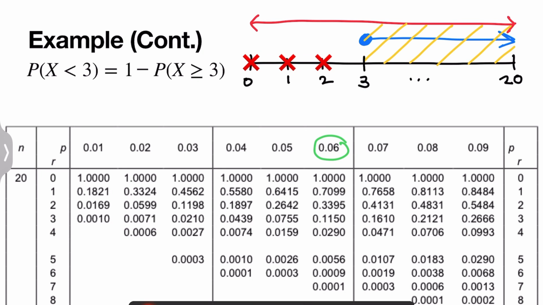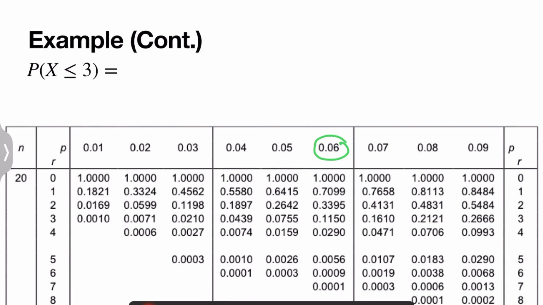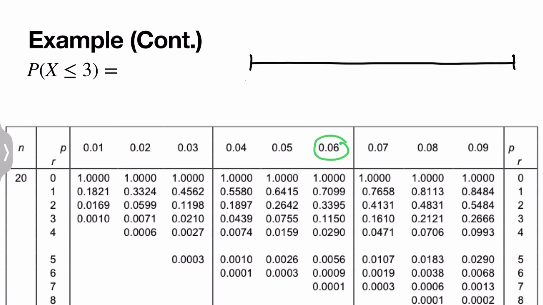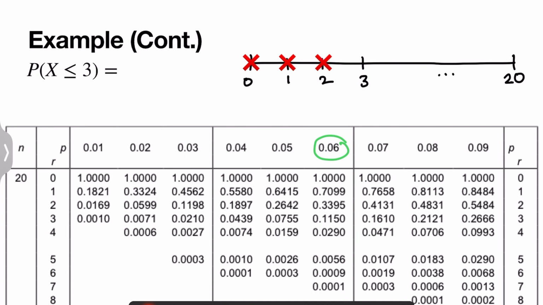Okay, less than 3. x greater than or equals to 3 tadi dah cari dah tadi, kan? 0.1150. So 1 minus 0.1150 is 0.885, or you may write down 0.8850. Same, okay? Still cannot read, the table still cannot read less than or equals to. So apa yang kita akan buat? Kalau using this number line, x less than or equals to 3, kita nak apa sebenarnya? 0, 1, 2 dan 3.